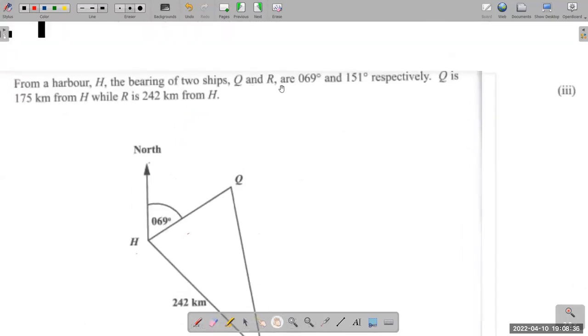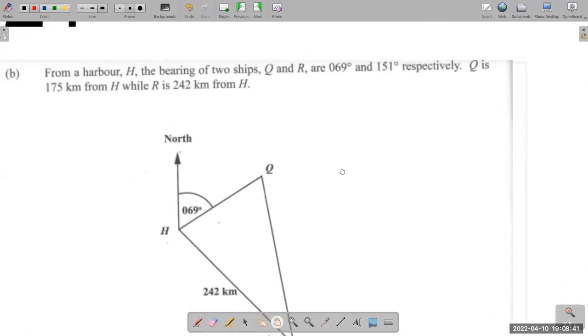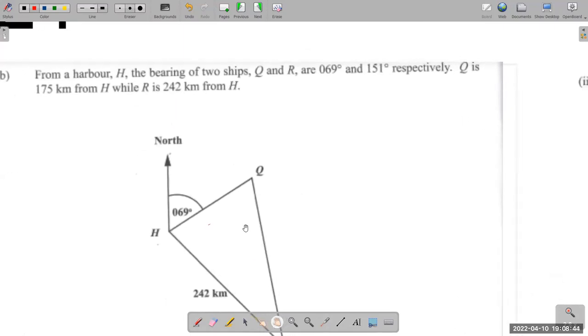So we have Q and R. The bearing is 069 and 151 respectively. How would you draw that picture there? Would you put 151 here? Talk to me. Would you put it like that? Guess what? That's wrong. You know why that's wrong in the picture? This is telling me that this angle in here is 151, and that's not true. Everybody understand what I'm saying?